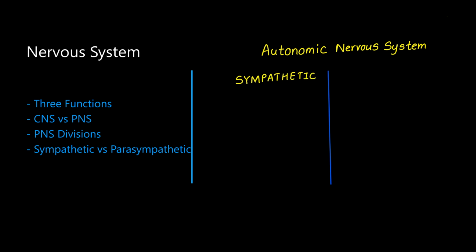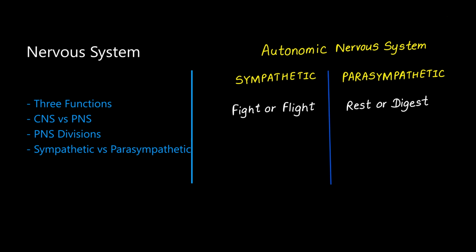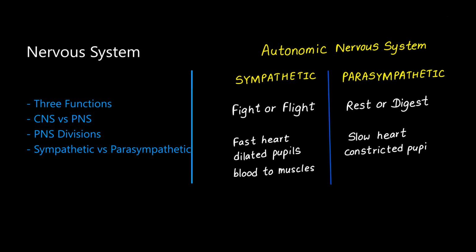The sympathetic division is fight or flight. It speeds up your heart, dilates your pupils, and diverts blood to your muscles. The parasympathetic division is rest and digest. It slows your heart, constricts pupils, and promotes digestion. These two systems oppose each other to keep your body balanced.